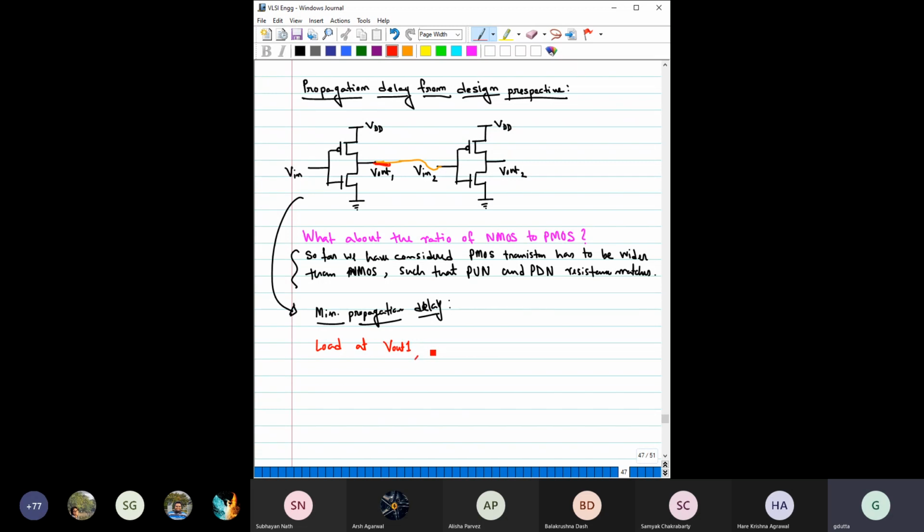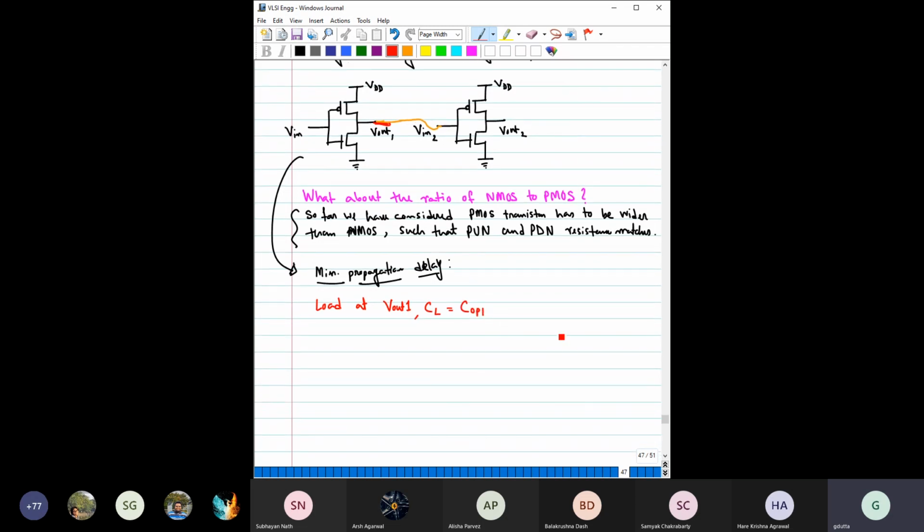Please check if what I am writing is correct. I'm writing that the total load at V out 1 is equal to C output 1, the equivalent output capacitance of PMOS, plus the other terms. Let me first write it, because here we are using some different nomenclature. CP2.